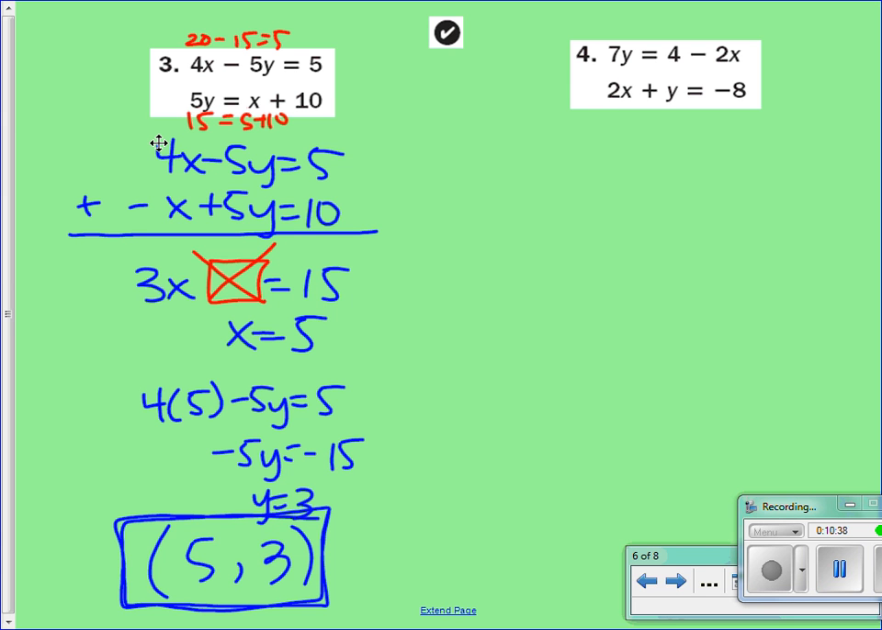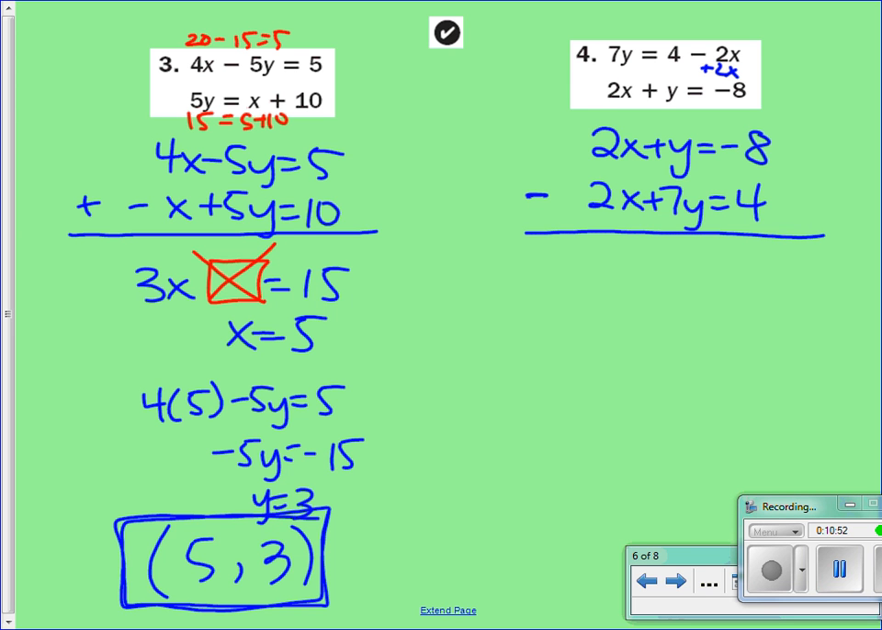Nicely done. So here I'm going to write down the one that's pretty first. And then I'd have to add 2x to both sides. 7y equals 4. And now I have to subtract these to get rid of my x's. So I've got negative 6y equals negative 12. Negative 8 minus 4. So my y equals 2.